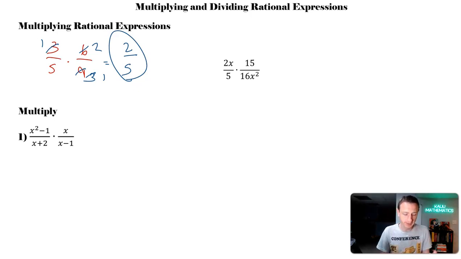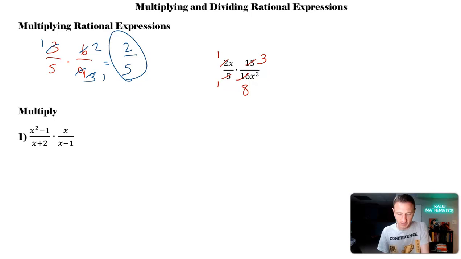But we just have factors like binomials and trinomials, so we have to factor and get all those factors out. But let's look at this one, 2x over 5 times 15 over 16x squared. So what could I do here? Well, 2 and 16 can be simplified. 2 goes into 2 once, 2 goes into 16 8 times. And then 5 and 15: 5 goes into 5 once, 5 goes into 15 3 times.